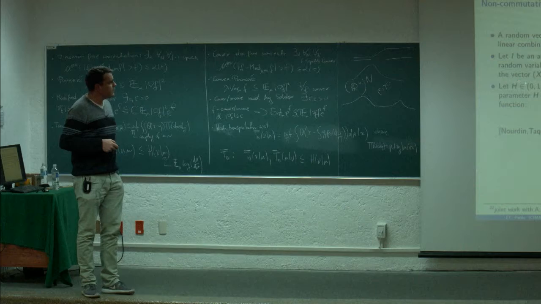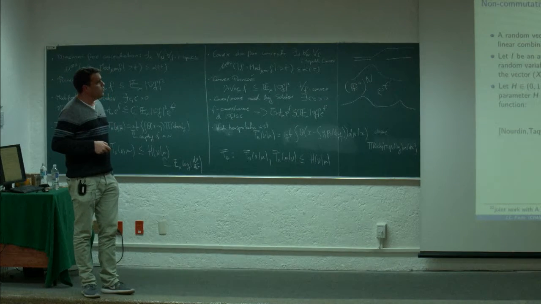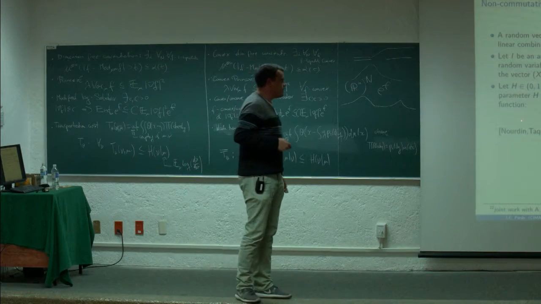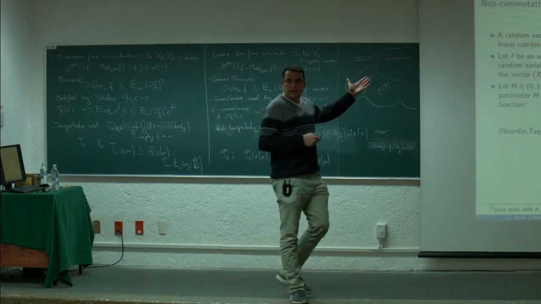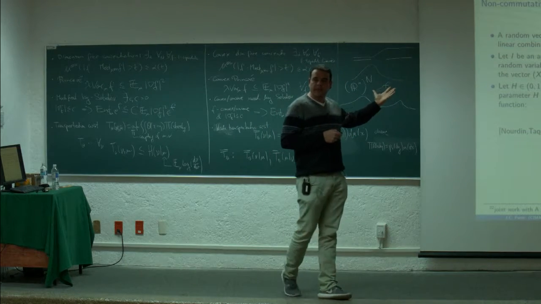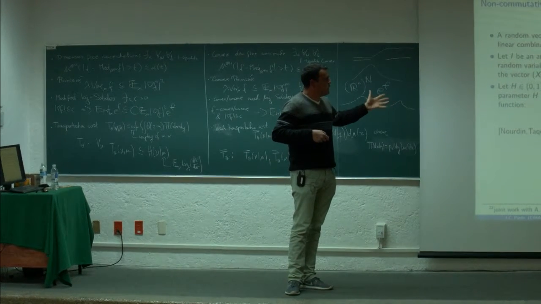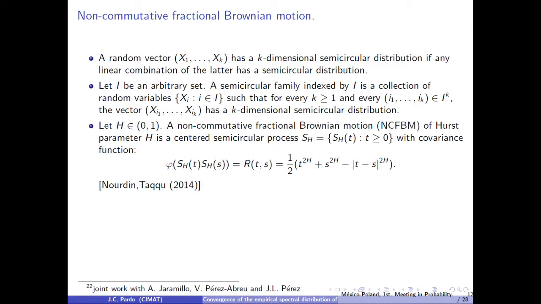And if you take H between 0 and 1, a non-commutative fractional Brownian motion with parameter H is just a centered semicircular process with this covariance function. So this is like in the normal probability world. You take a Gaussian process and you define the Gaussian fractional Brownian motion as a Gaussian centered process, and this process is determined by the covariance function. In this case, it's exactly the same. And this notion was introduced by Nourdin and Taqqu in 2014.